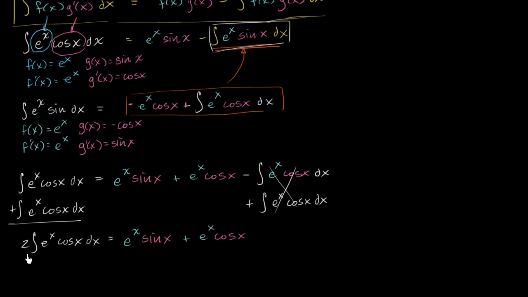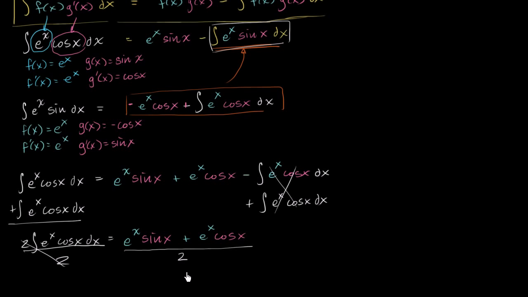So if you divide the left-hand side by 2, you're left with our original expression, the antiderivative of e to the x cosine of x dx. And on the right-hand side, you have what it must be equal to. E to the x sine of x plus e to the x cosine of x, over 2.